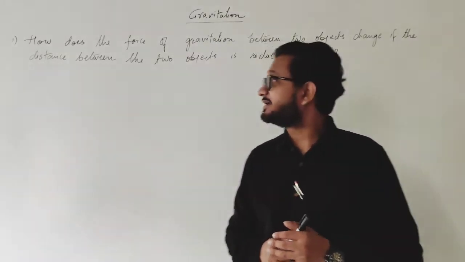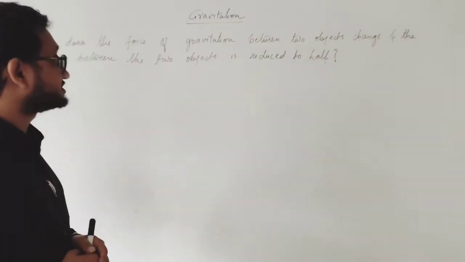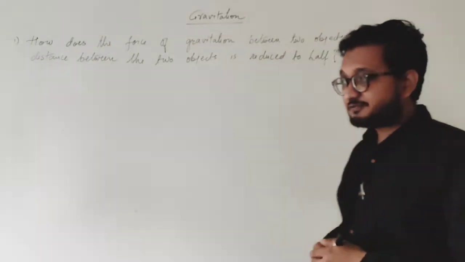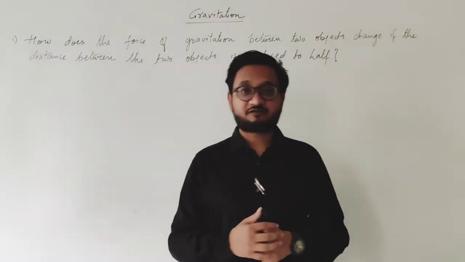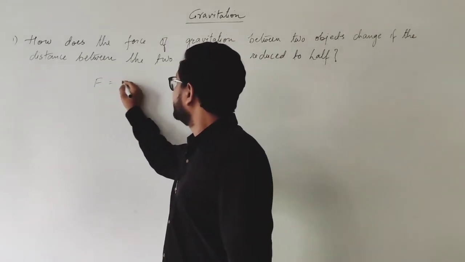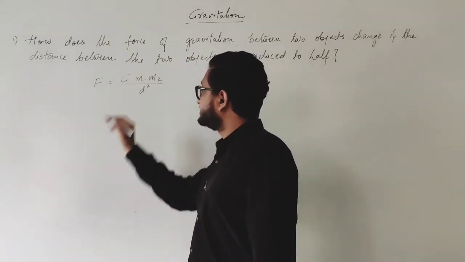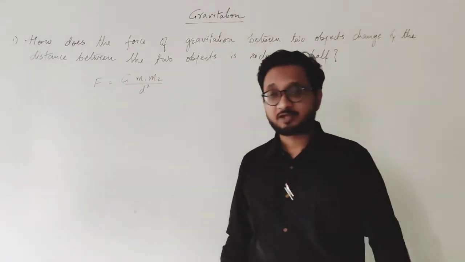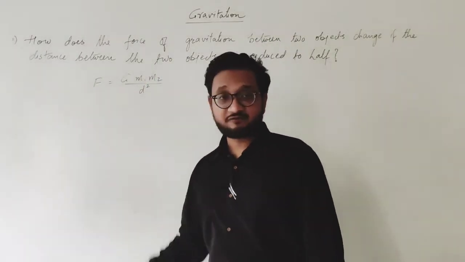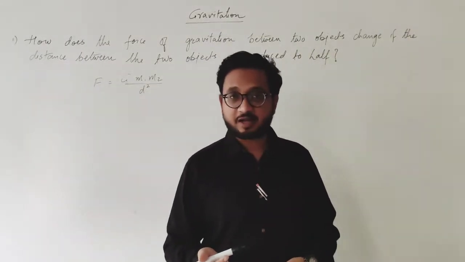And the first question is, how does the force of gravitation between the two objects change if the distance between them is reduced to half? So we know that the force of gravitation is affected by the distance, because the universal law of gravitation states that force is directly proportional to the product of masses and square of distance between them. So obviously if mass changes or if distance changes, then the force is affected. And in this case they are saying that if the distance is reduced to half, what will happen?